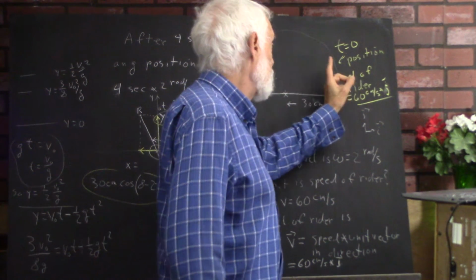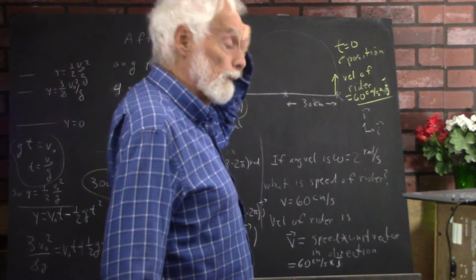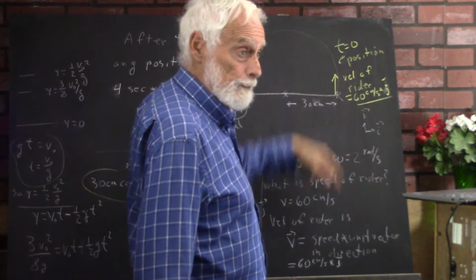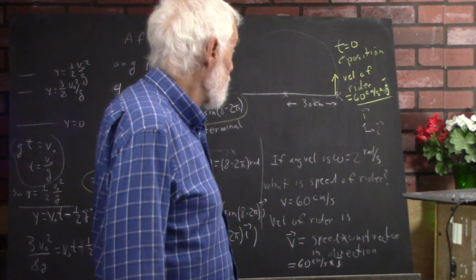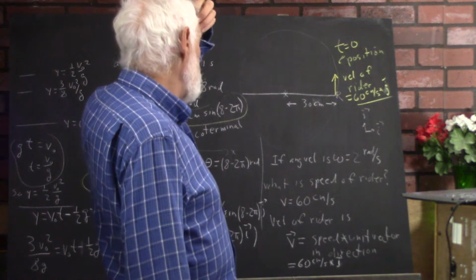Now, very shortly after, you're going to be back this way and then back this way. You're always going to be tangent to the circle. Tangent to the circle at this point is vertical. And the vertical unit vector is J, so you don't have to do any calculations. That's it.